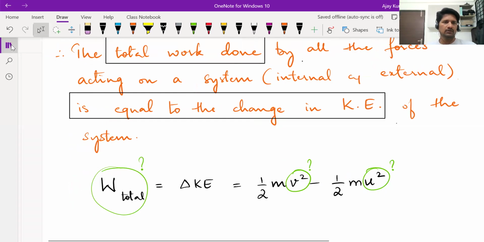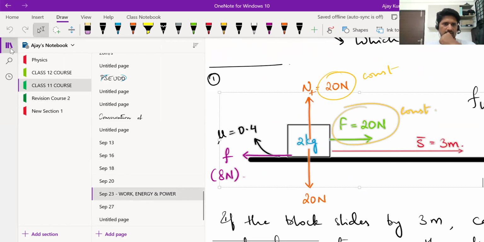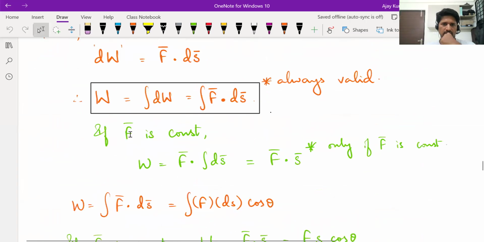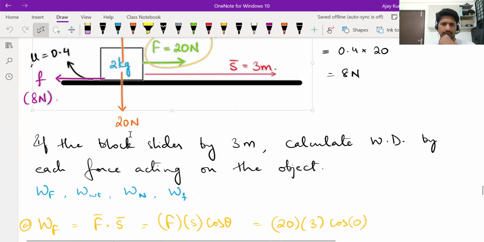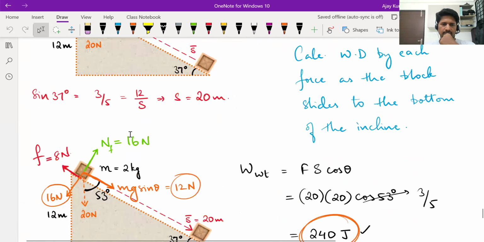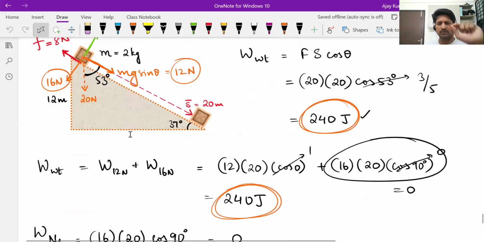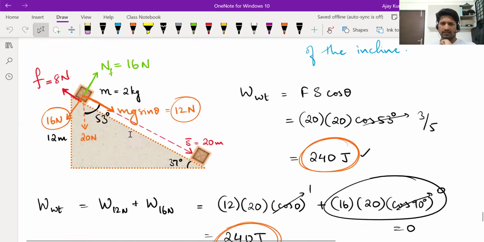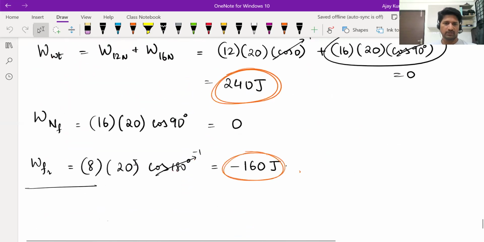Okay, let's go back to one of the problems we had solved before. Maybe this constant force case. Yeah, this one. A block sliding down a rough incline. We know there are multiple forces acting on it: weight, normal force, and friction. We had calculated work done by weight. We found out that it is 240 joules. We saw that normal force doesn't do any work in this case.